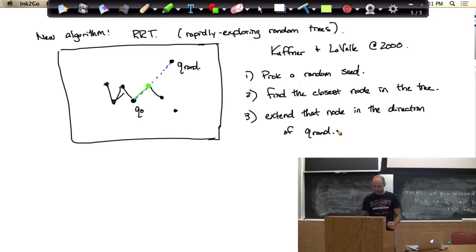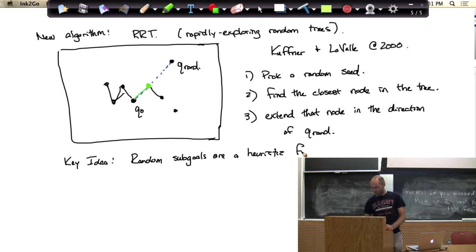So you could think of these random subgoals. Maybe you could say the big idea here is really that these randomly selected subgoals are the heuristic which forces you to explore space. And really, this is a trivial algorithm to implement, but it has a few very, very nice properties. So let's just see what it looks like first.